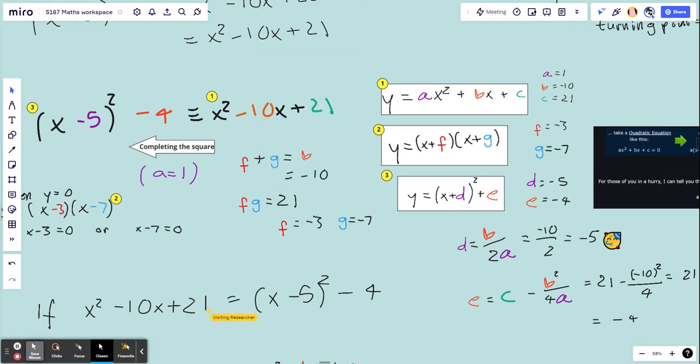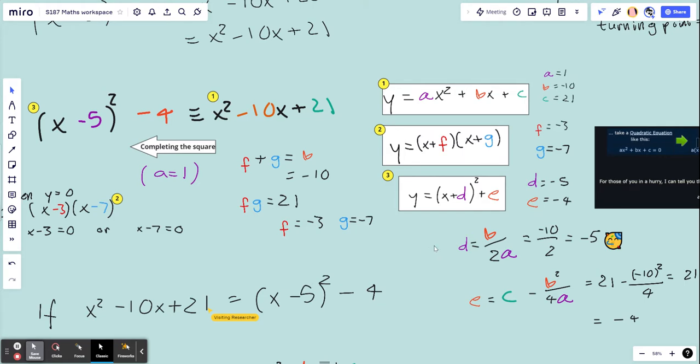And the b is minus 10, not just 10, because this is plus bx over here, which is the same as plus negative 10x. So it's the same as take away 10x. A would be 1 in this case. So we've identified the values A, B, and C down here.